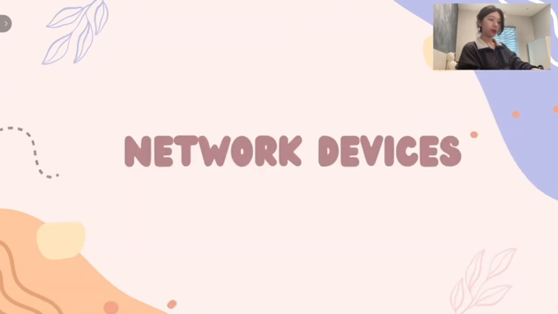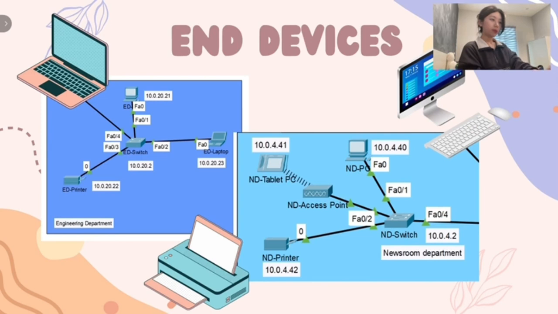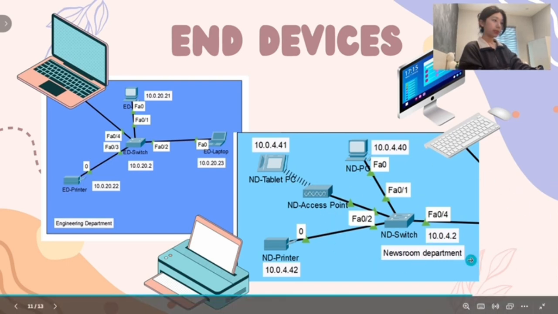For the end device part, we are using a PC in every department, and other end devices are also used, such as laptop, printer, and tablet. Here are some examples of end device placing. This is the engineering department. We are using PC, printer, and laptops. And for the newsroom department, we are using PC, printer, and tablet PC.